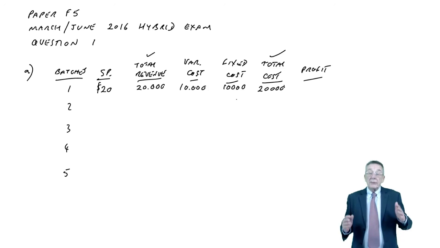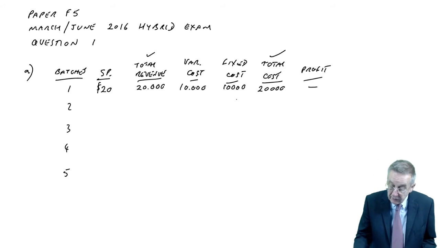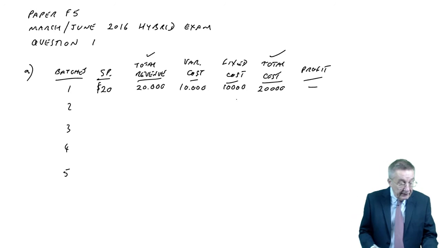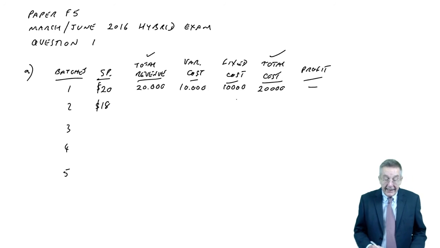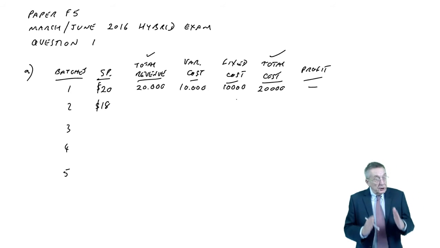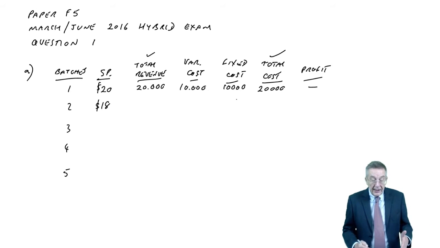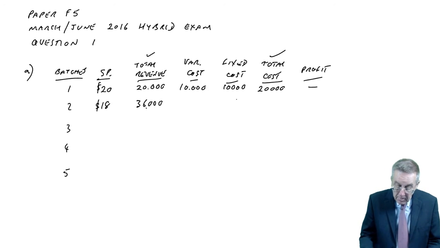And so for 1 batch, the revenue is going to be 20,000, the cost 20,000, the profit will be 0. What happens if we sell 2 batches? We'll have to drop the price to 18. 2 batches, 1,000 units each batch, so that's 2,000 units. The revenue at 18 a unit, 2,000 times 18 is 36,000.